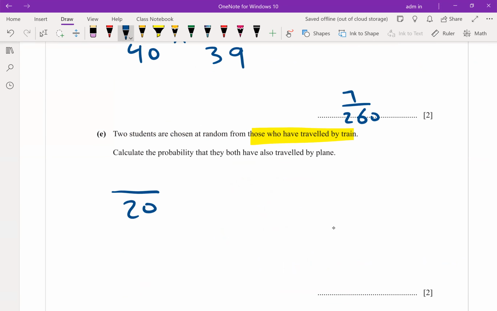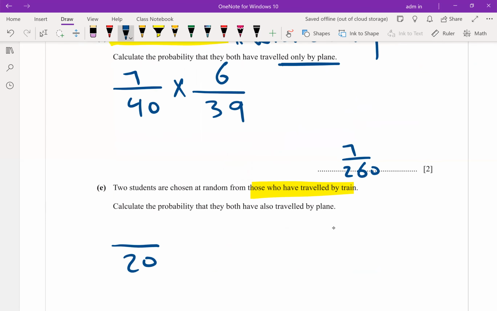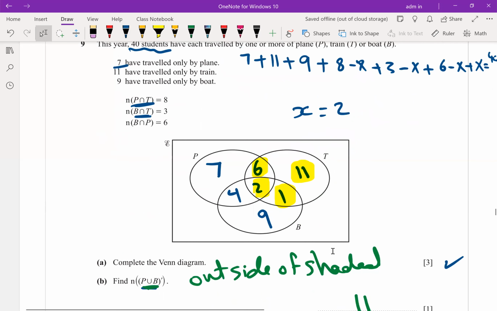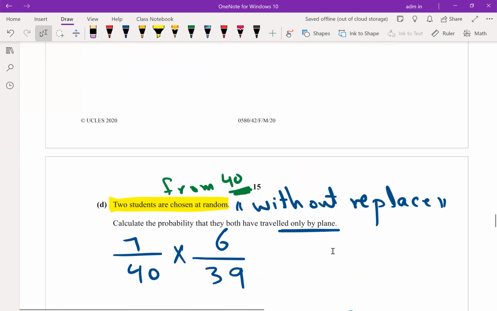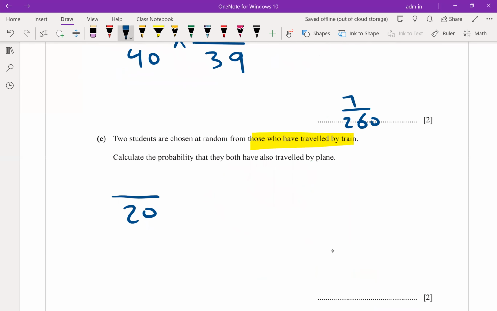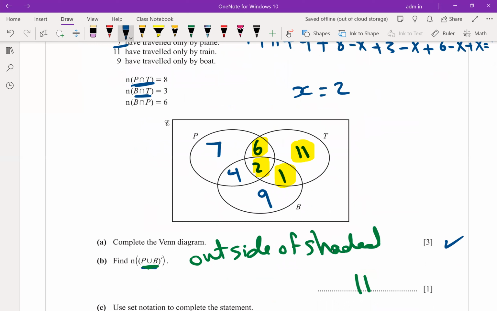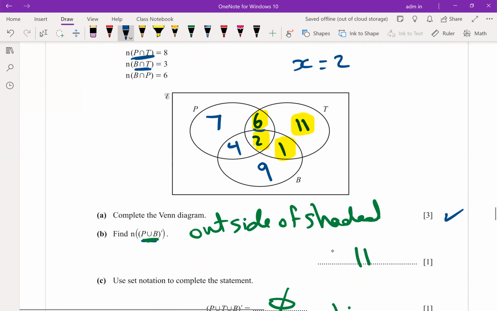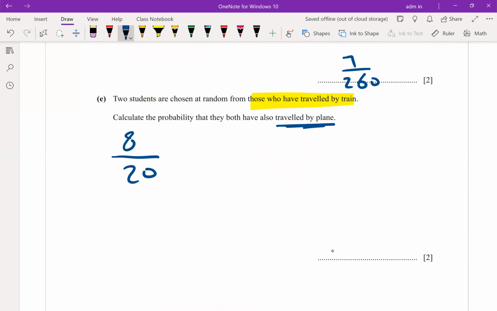So now we select out of 20. It's not out of 40. We select from those who use the train. Now I will look at the numerator. The numerator will be one of these 4, maybe 2, 11, 1, 2, 6. He asked to calculate the probability that they both also traveled by plane. How many traveled by plane from those using a train? 6 and 2, right? 6 and 2 is 8. So 8 out of 20.